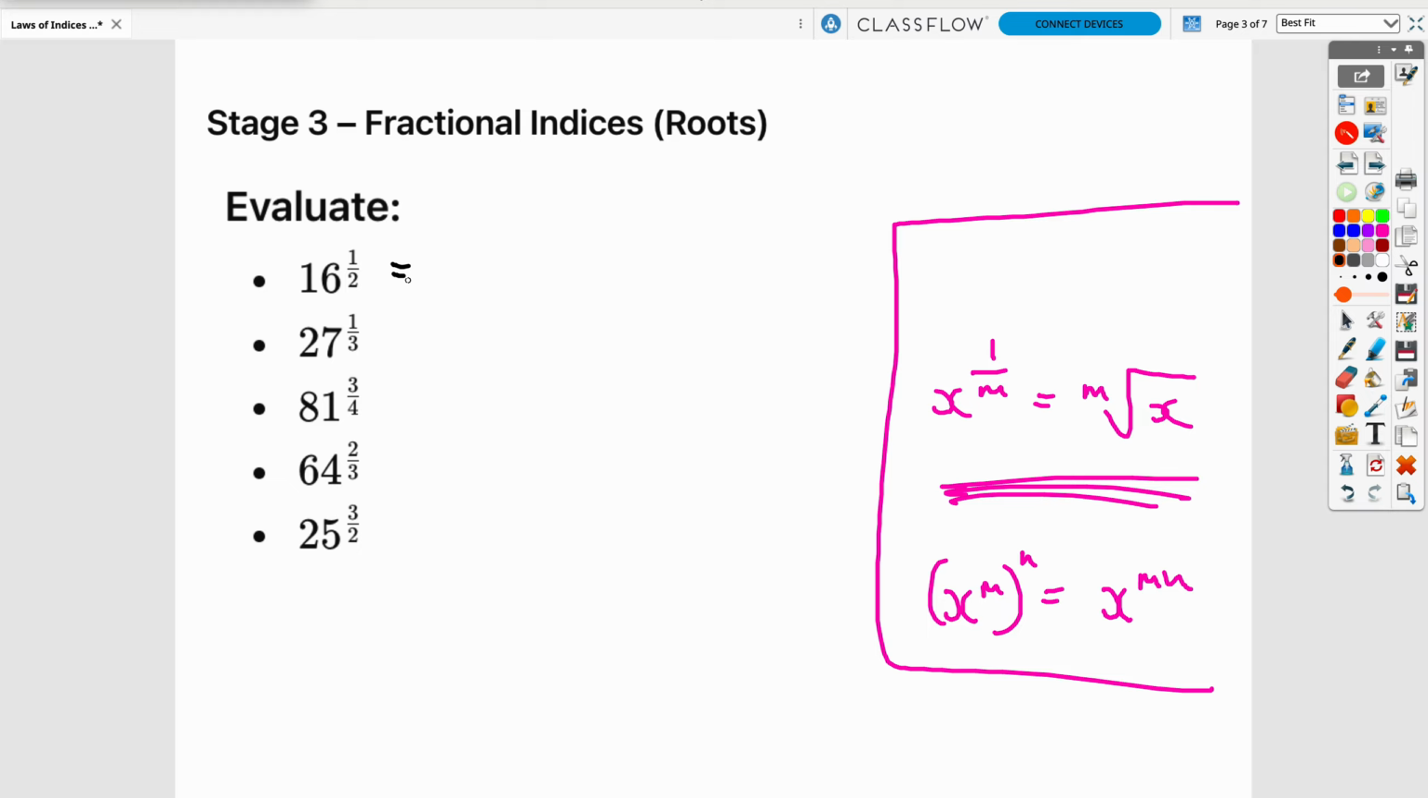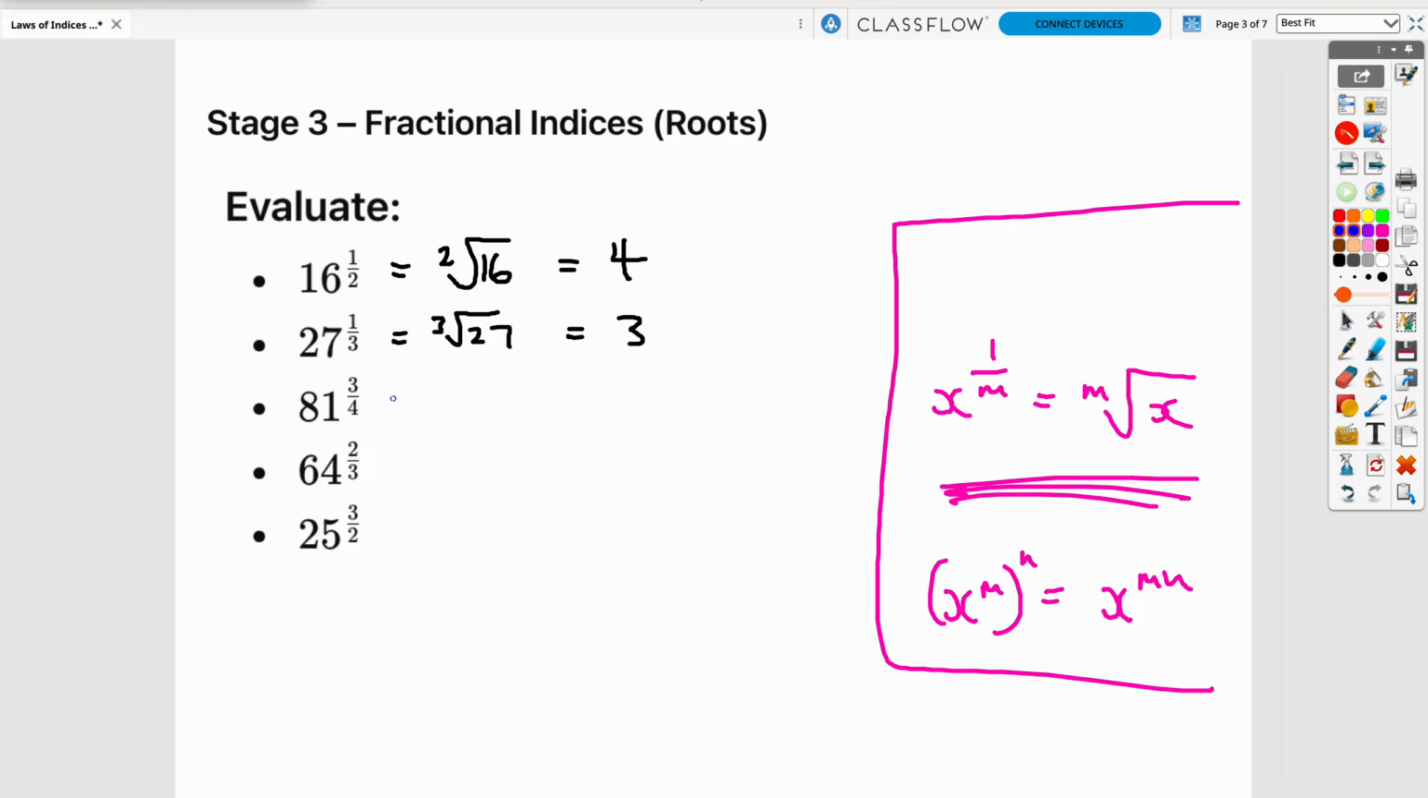The first one is that we've got the square root of 16. That makes sense, doesn't it? Because it's 1 over m. In this case, the m is 2, so it's the square root of 16, which is 4. Or technically plus minus 4, should I say, but there we go. Next one, 1 over 3, so it's the cube root of 27. What do we multiply by itself 3 times to get 27? It's just 3.